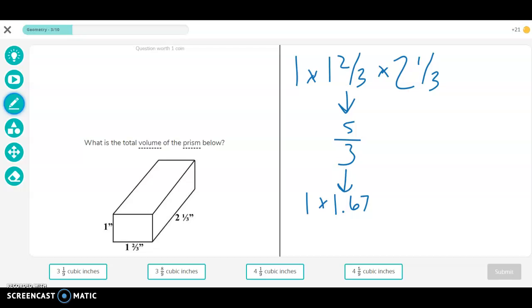And then 2 1/3, so this is the same type of thing. We have 3 times 2, which is 6, plus 1 is 7/3. Put that in your calculator, you get 2.33.